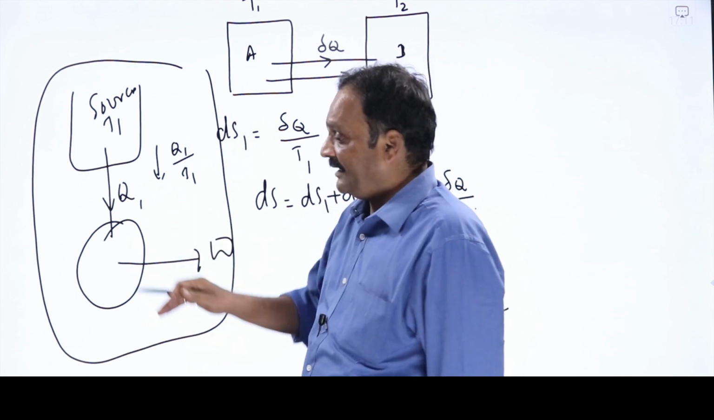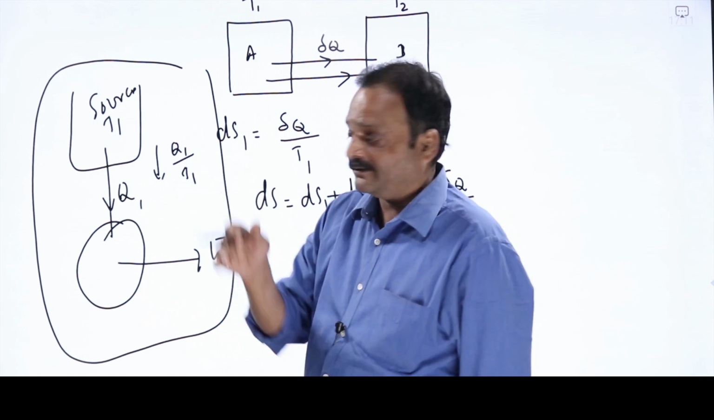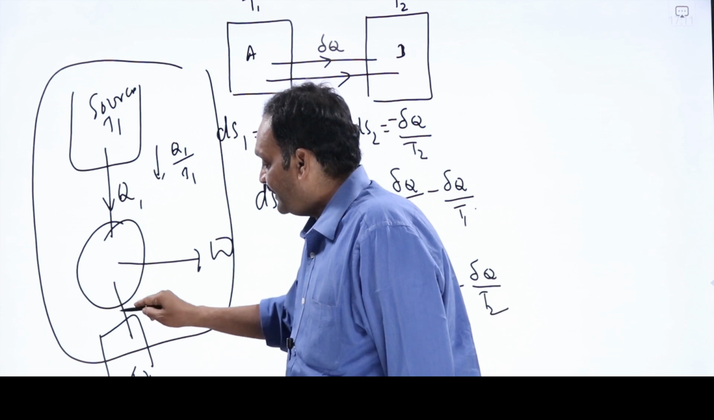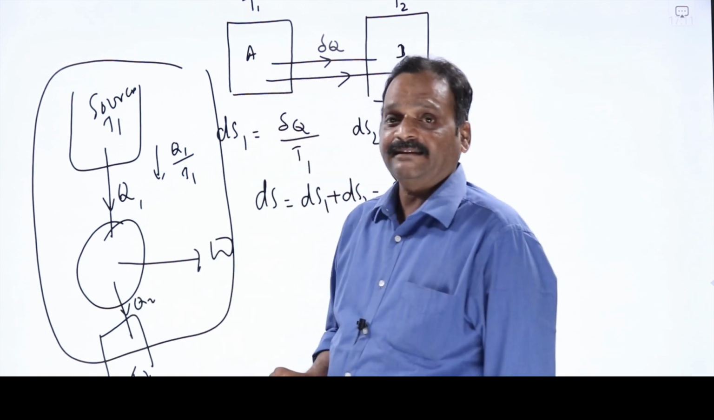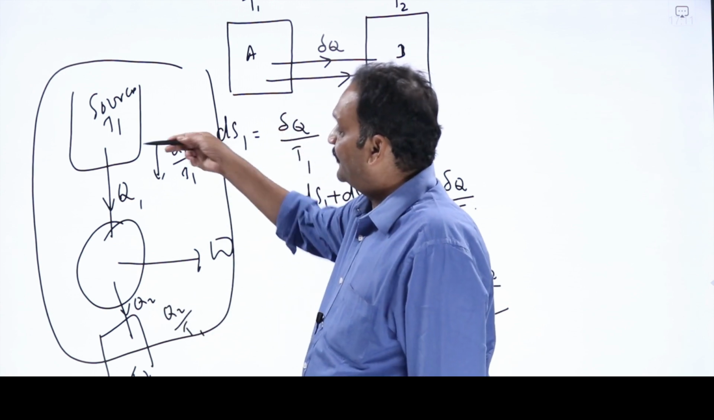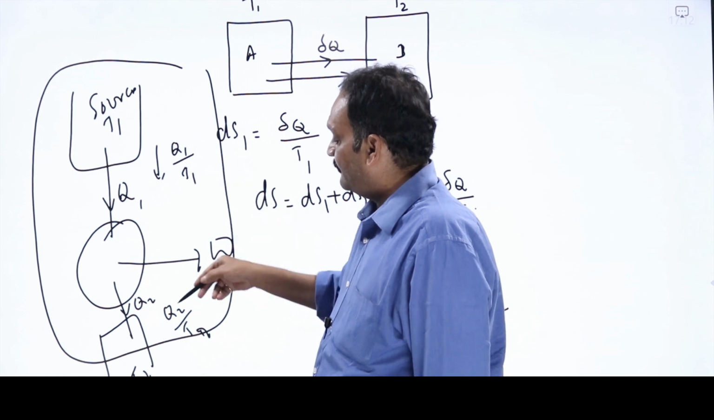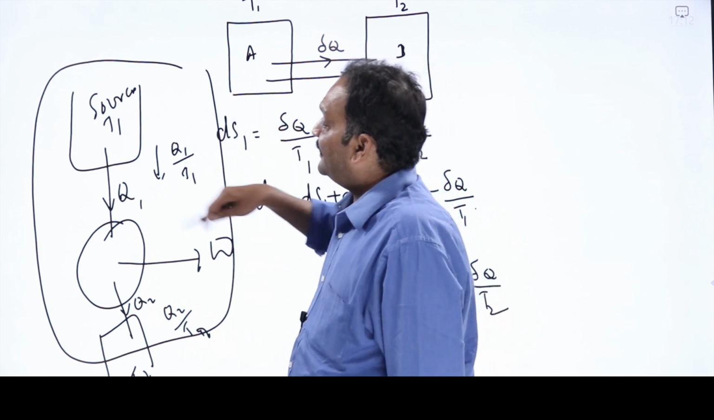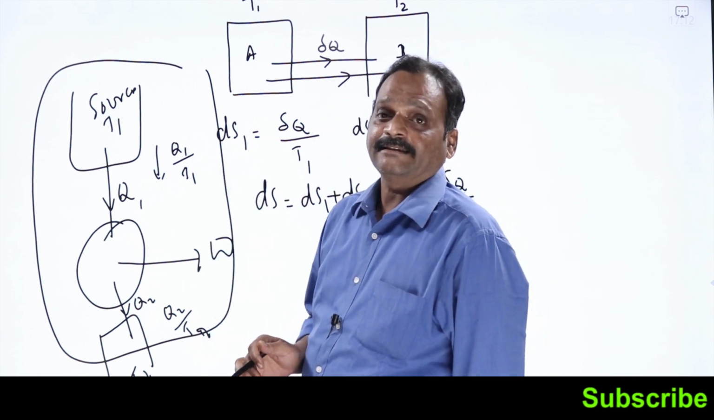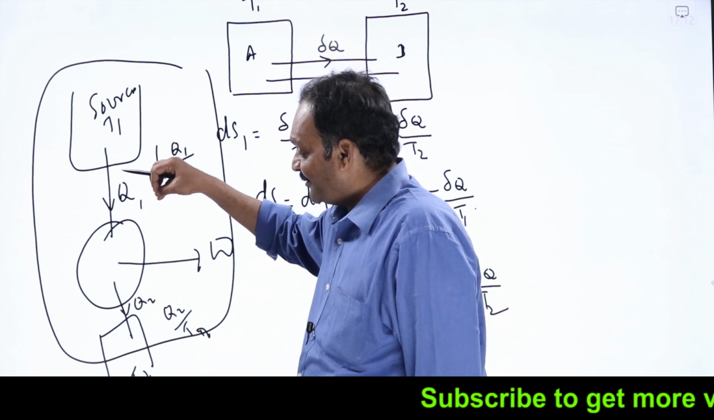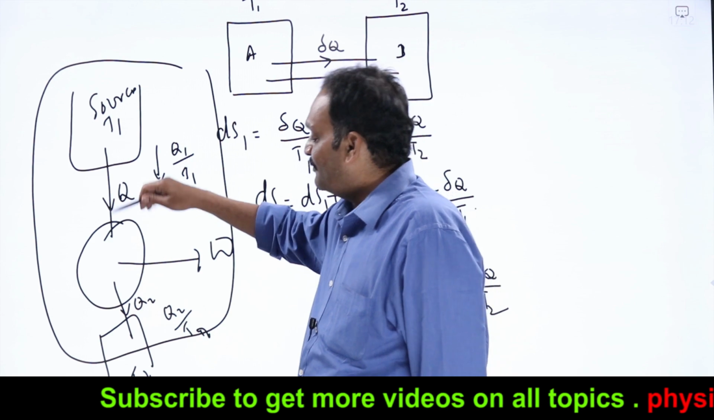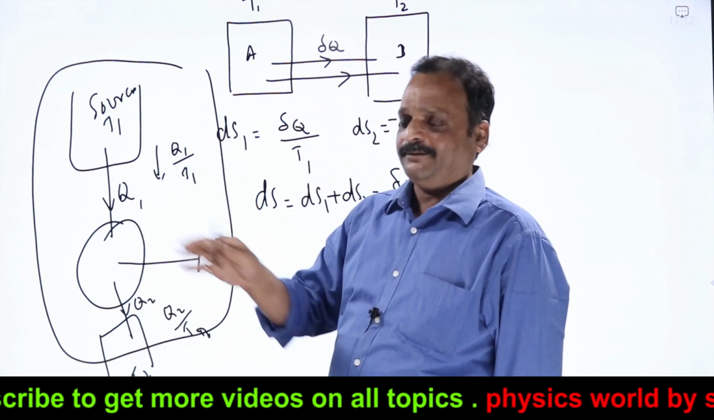So in order to maintain the entropy-increase tendency of nature, there should be a sink at lower temperature. The heat engine must reject some heat Q2 into the sink such that the increase in entropy of the sink will be Q2 by T2. If you do it in a reversible manner, Q1 by T1 will be equal to Q2 by T2. If you do it in an irreversible manner, Q1 by T1 will be less than Q2 by T2, and the entropy of the universe increases. So for the entropy of the universe to increase or remain constant, you must reject some heat into the sink at lower temperature. There is no other option.